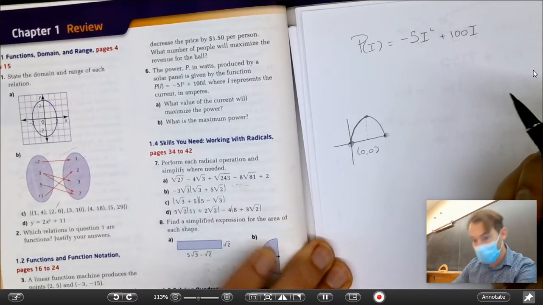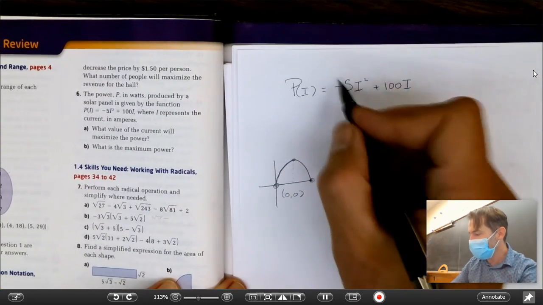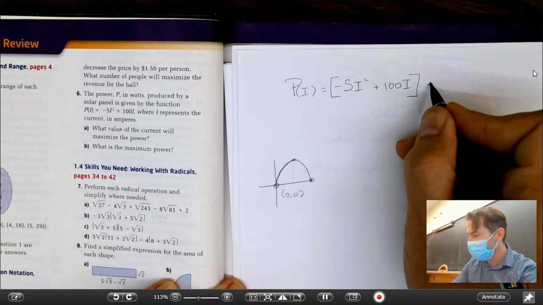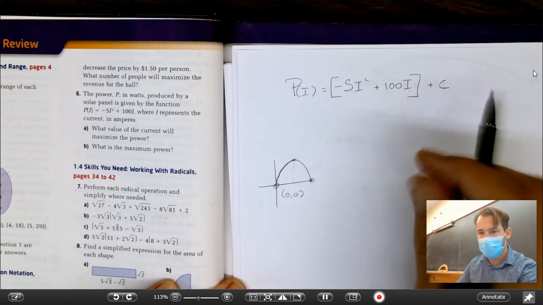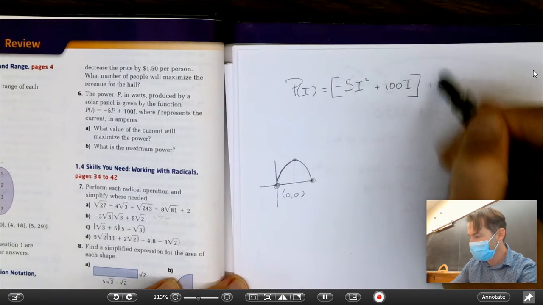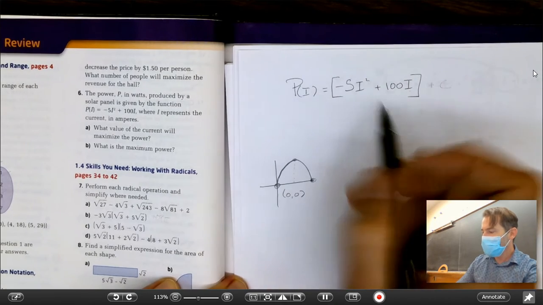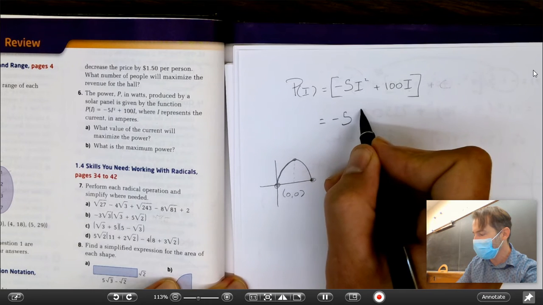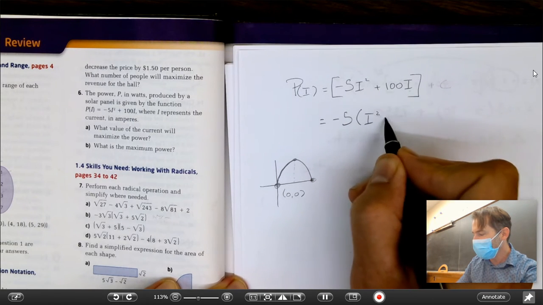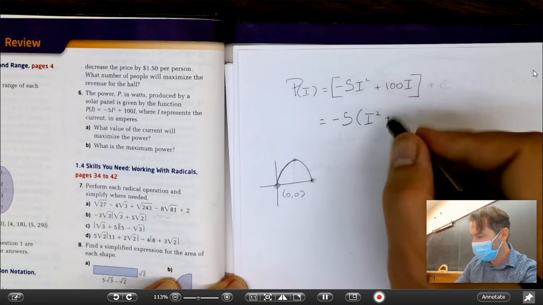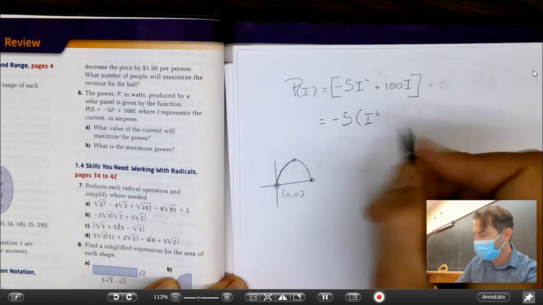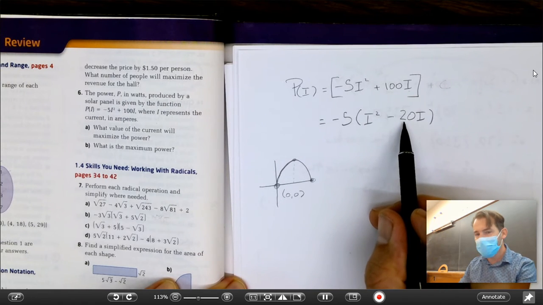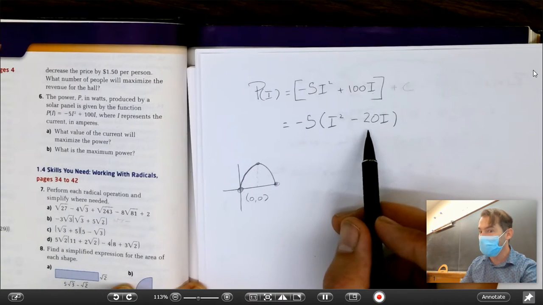But let's practice completing the square. If I want to complete the square here, my first step is I put a bracket around my I terms. If I had a C here, I would leave that on the outside of the bracket, but there's no C term. So to factor that -5 out, I would have -5 multiplied by I squared minus 20I. Careful that you don't make a sign error.